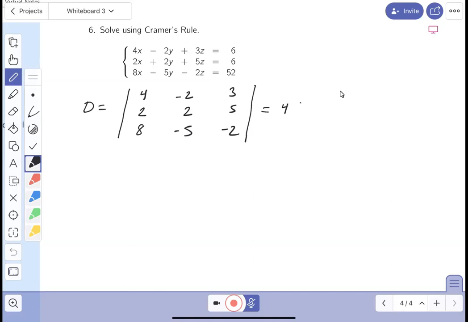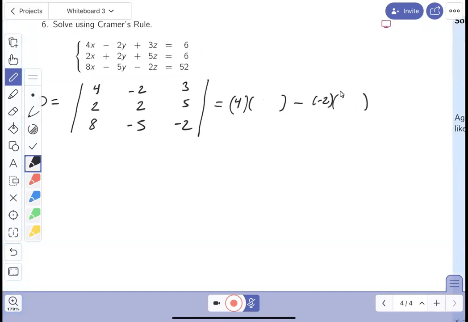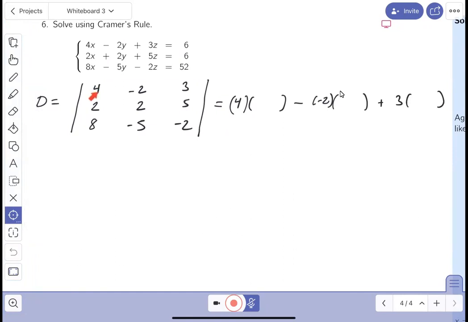4 times something, minus a minus 2 times something, plus 3 times something. And let's go through it one step at a time. I'm doing the 4 first. So it's this submatrix here. What do you get? Minus 4 minus a minus 25. Let me write that down for you. Now, minus a minus 25 is plus 25. We'll do that later. I know it's tough.